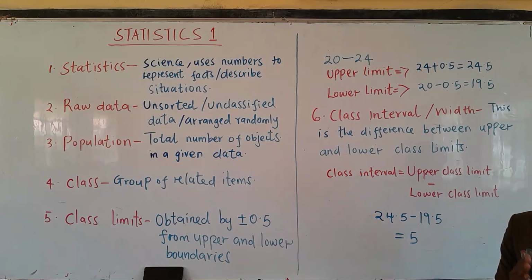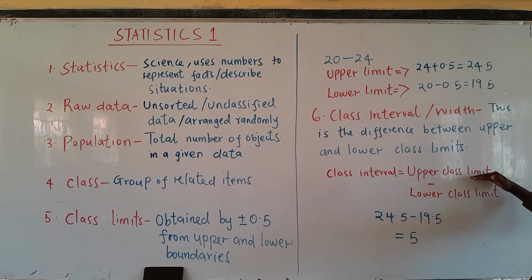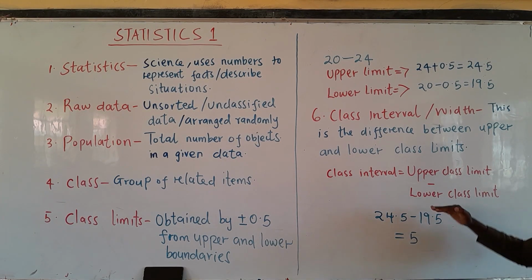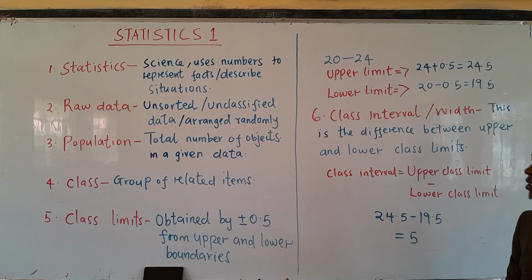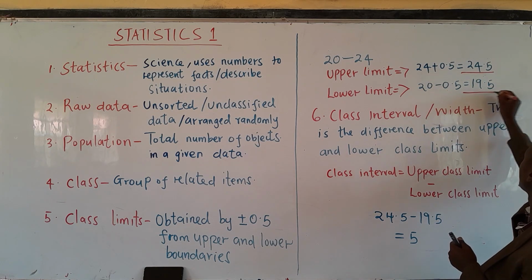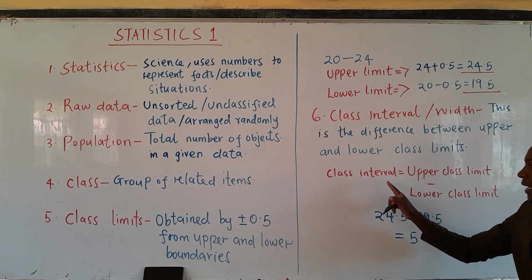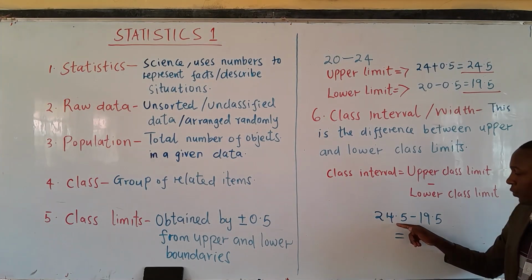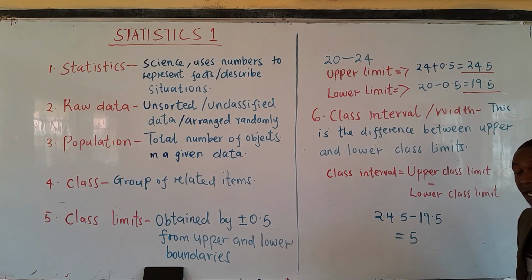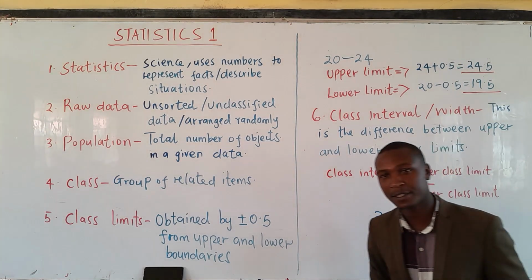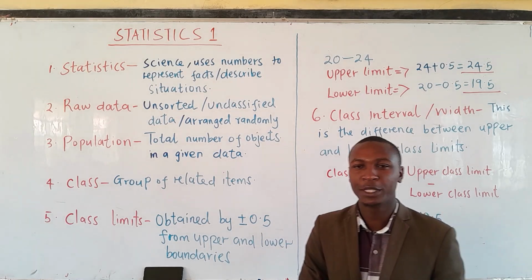Now, the class interval can be calculated as follows. To calculate the class interval, you subtract the lower class limit from the upper class limit. So here we have the upper class limit and lower class limit. If you want to calculate the class interval, or I, then you take 24.5 minus 19.5, and that becomes the class interval.